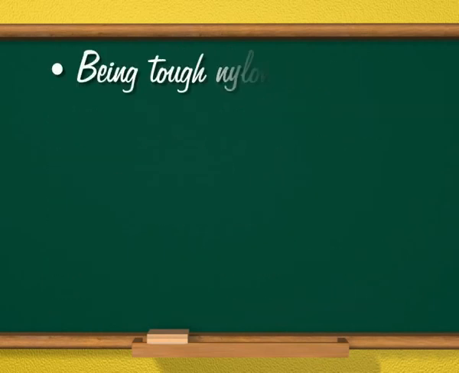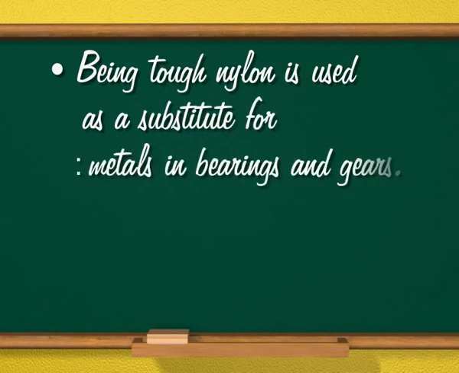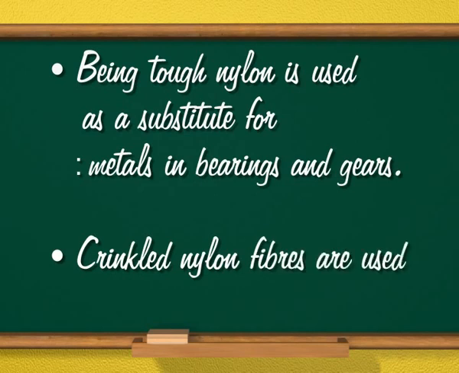Being tough, nylon is used as a substitute for metals in bearings and gears. Crinkled nylon fibers are used for making elastic hosiery. Let us now learn about nylon 6 or Perlon. Nylons can also be prepared from a single monomer having a potential amino group at one end and a potential carboxyl group at the other.